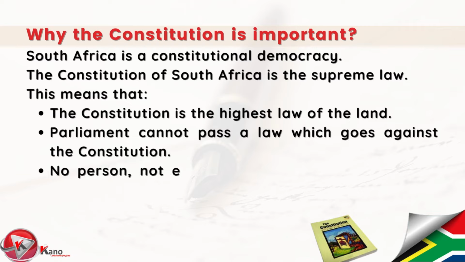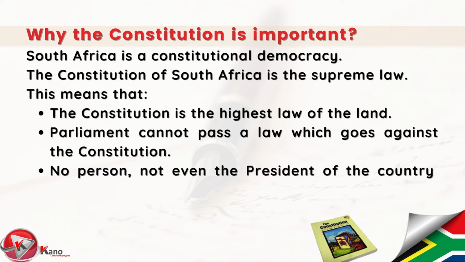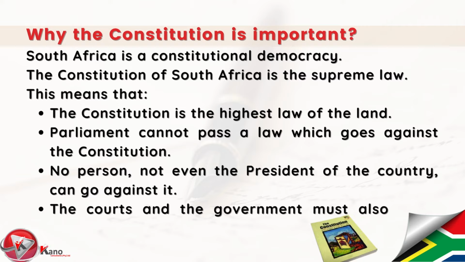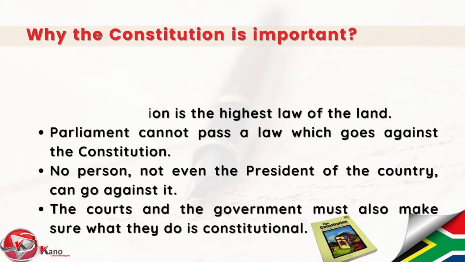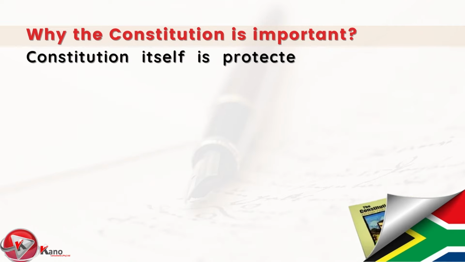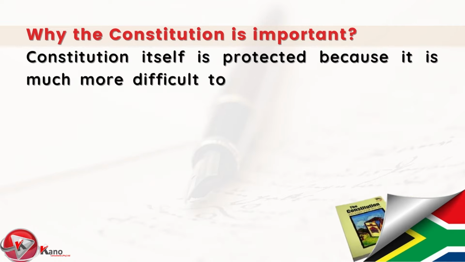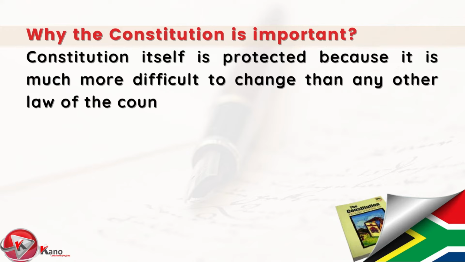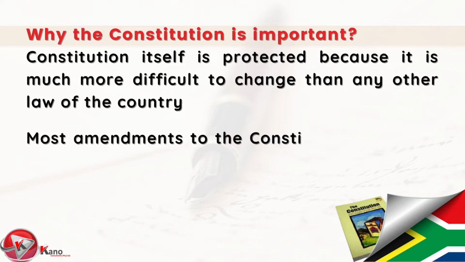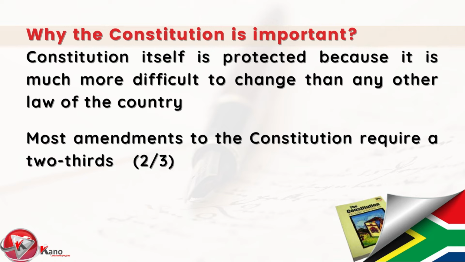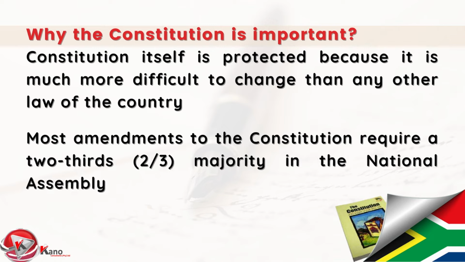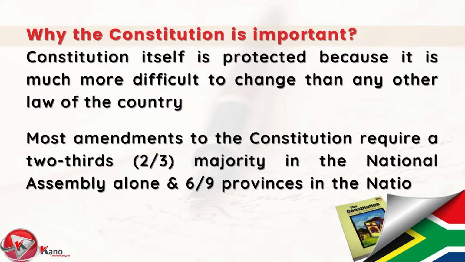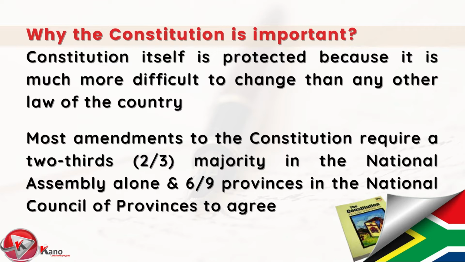This also means that no person, not even the President of the country, can go against it. The courts and the government must also make sure what they do is constitutional. The Constitution itself is protected because it is much more difficult to change than any other law of the country. Most amendments to the Constitution require a 2/3 majority in the National Assembly alone, and 6 of the 9 provinces in the National Council of Provinces to agree to that amendment.